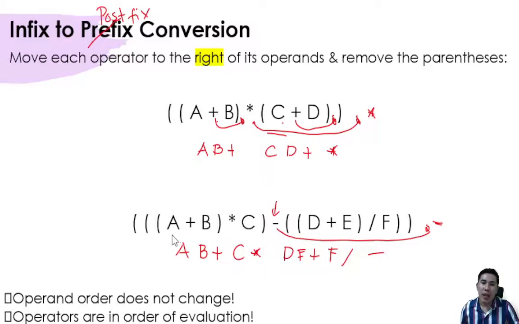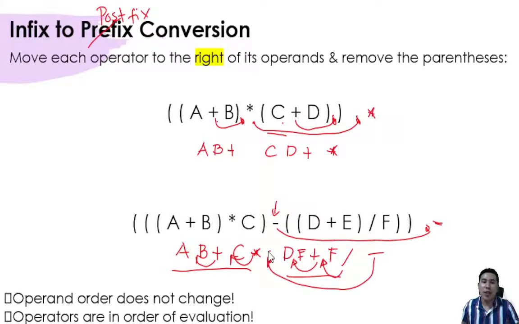If the computer is going to read this one, A and B should be added first before multiplying it to C. And then next, D and E will be evaluated first before dividing it by F. And then whatever the result of this expression is, it is going to be subtracted.